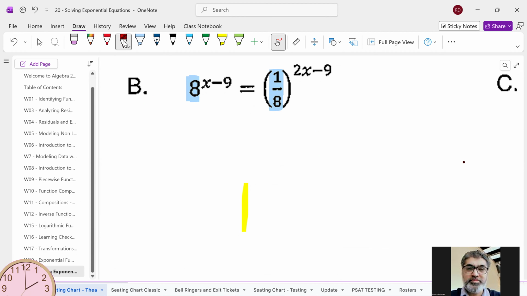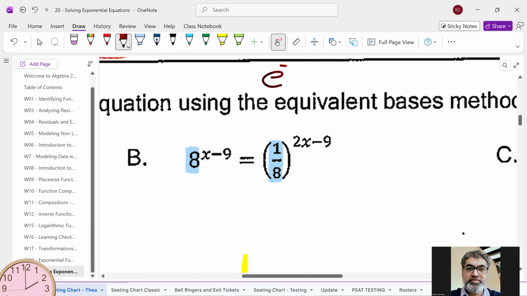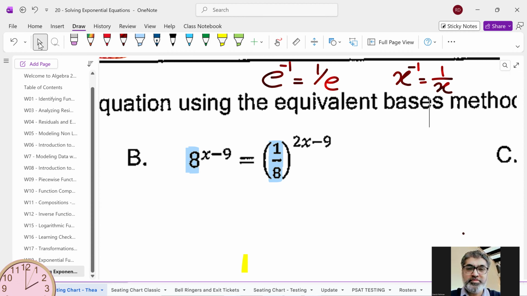Here, let me show you that we can write down something like if we have an e to the negative 1, we can write that as 1 over e, right? We can go backwards as well. Anything that has an exponent which is negative 1 can be written as 1 over x. That's what we will use over here.